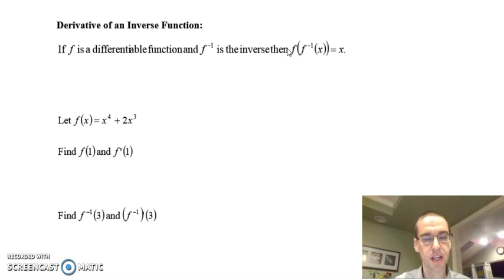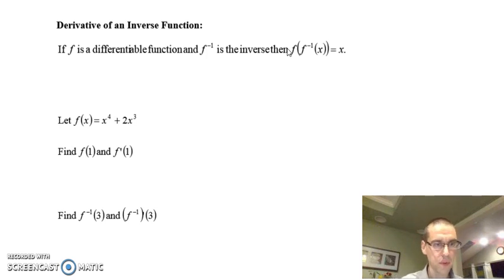inverse is the inverse, then we know that the composition of the two equals x. We should have learned that in pre-calc. That f of f inverse of x equals f inverse of f of x, which always equals x. That's how you can always tell if something's an inverse or not. If the function of the inverse of that same function equals x, you know it's good.